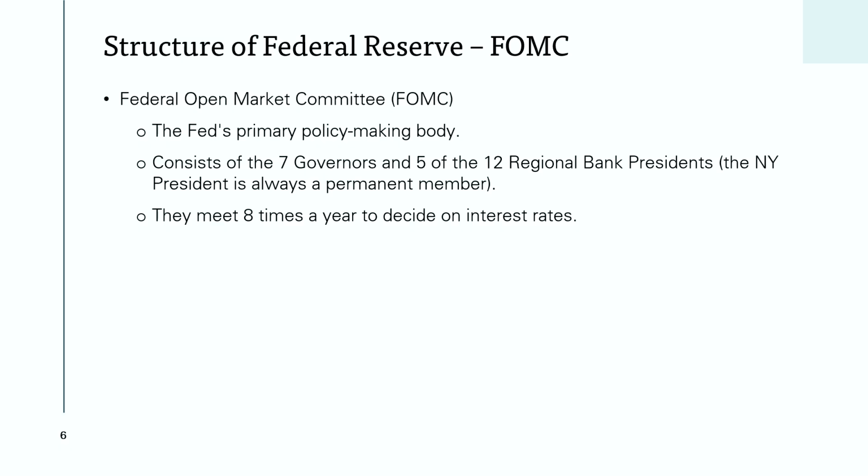The Federal Open Market Committee, or FOMC, is the Fed's primary policymaking body. It is responsible for setting interest rate targets and guiding monetary policy. The FOMC consists of the 7 members of the Board of Governors and 5 of the 12 regional bank presidents. The president of the Federal Reserve Bank of New York is always a permanent voting member, while the other 4 regional presidents rotate. The FOMC meets 8 times a year to assess economic conditions and decide whether to raise, lower, or maintain interest rates in order to achieve the Fed's dual mandate.